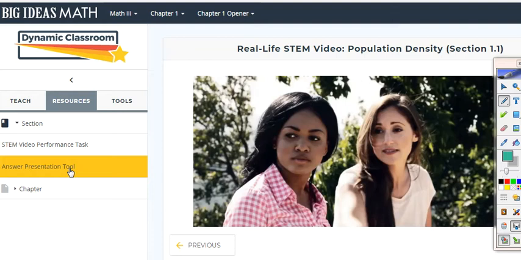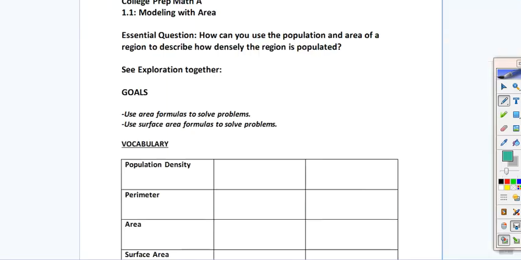What do you guys think population density is? The density of a population, okay? If I had to ask you to say, what's population density without using the words population and density, what might you say then? The amount of people in a certain area. Okay, very good. That's excellent. Okay, amount of people in a certain area.